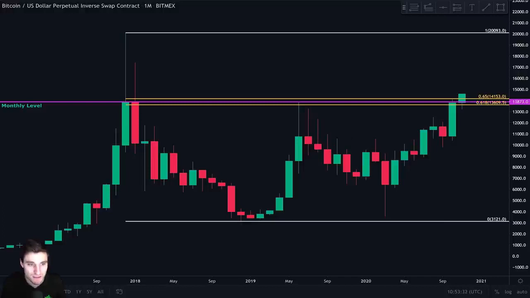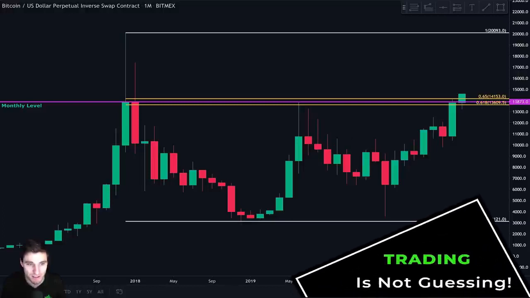So you can see trading has nothing to do with guessing, and it is not difficult when you know what you're doing. You just need to have a plan and an understanding of how price action works at key levels of support and resistance.